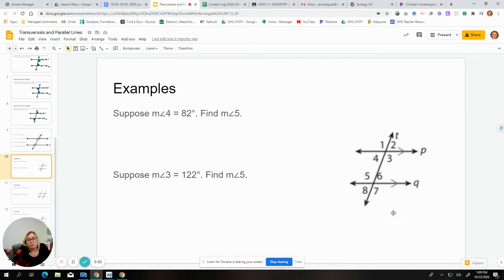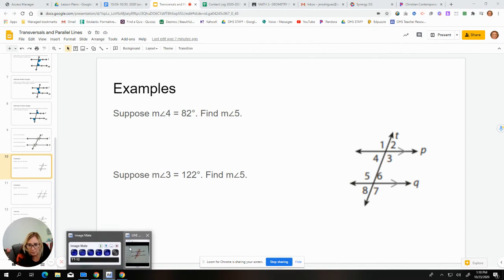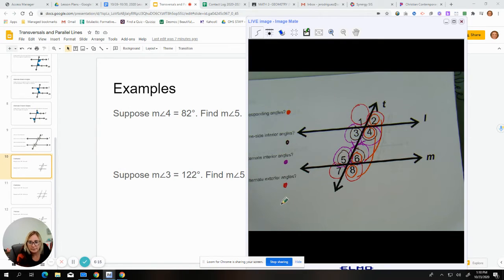So what happens if we start actually looking to find some measures? Okay, so in this one, we're going to say that the measure of angle 4 is 82. Okay, then we're going to find the measure of angle 5, and then we'll do another example. So let me pull up my screen again.